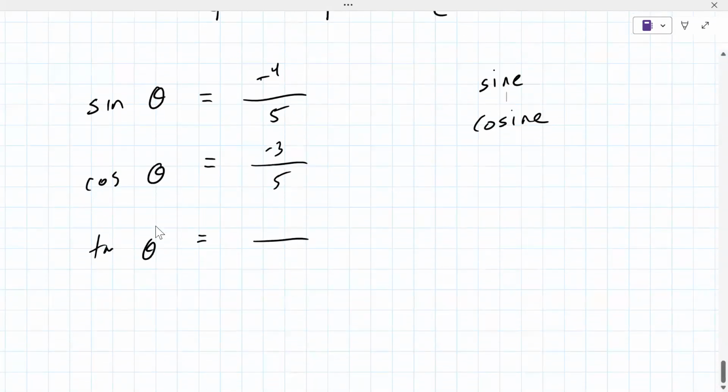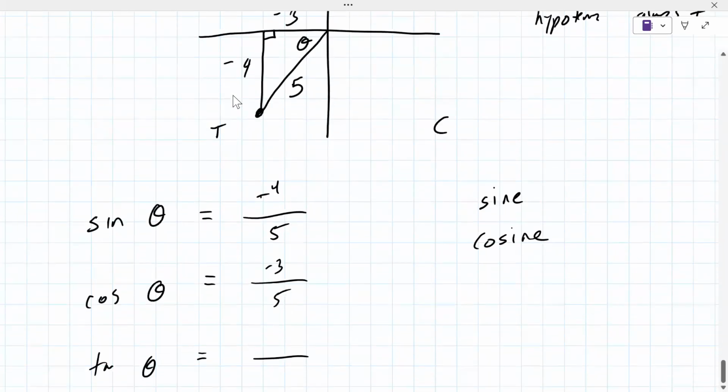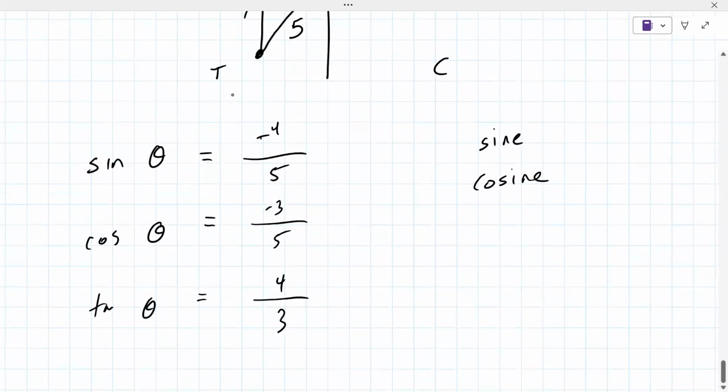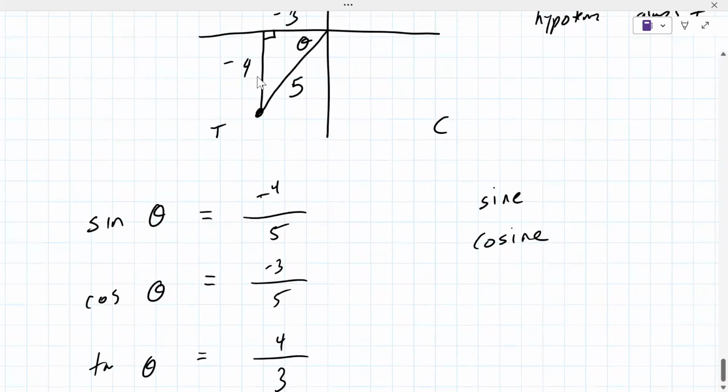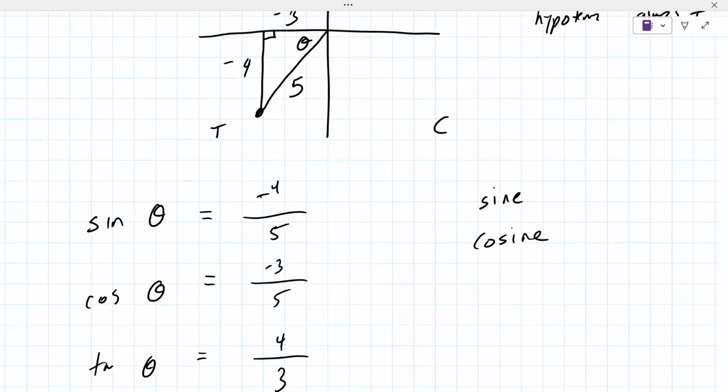Okay. And then we already have this one. Sometimes we overthink it. It's like, wait, you already have it. It's 4/3. Okay. So this is another style of question that you're going to be asked. You have to draw the triangle based on the given information and then do the sine, cosine, and tangent stuff.